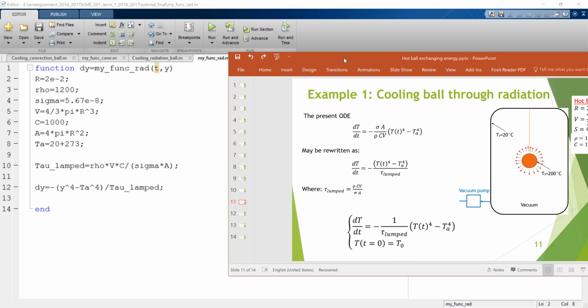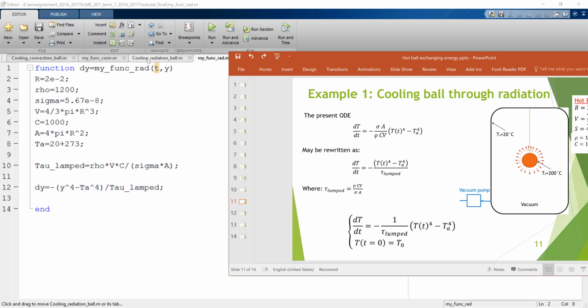And like this, we can calculate the total tau, which is equal to rho V c divided by sigma A. Rho V is the mass, c is the capacity, sigma is the Stefan-Boltzmann constant, A is the area. So we write T(t) equals 1 minus 1 divided by 2 tau, okay? Y exponent 4 minus Ta exponent 4, and Ta is in Kelvin and Y might be in Kelvin.